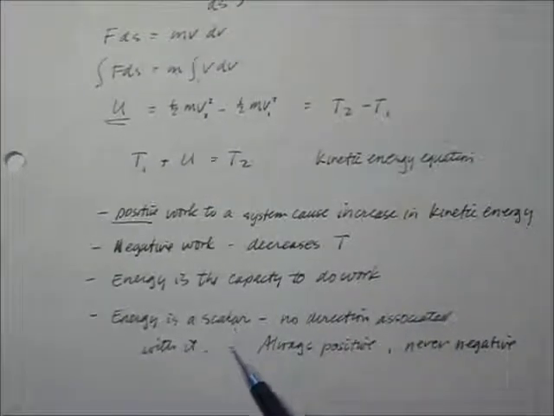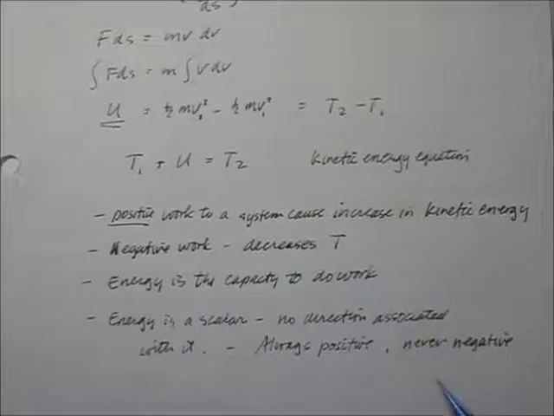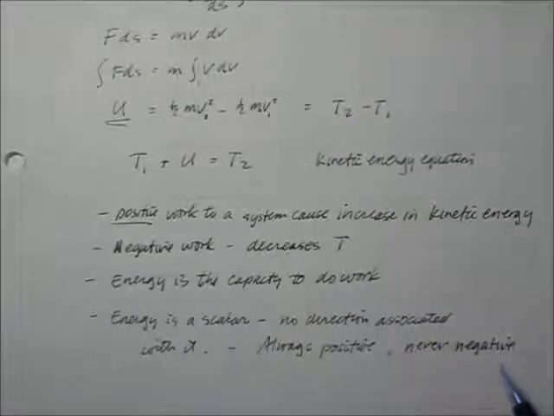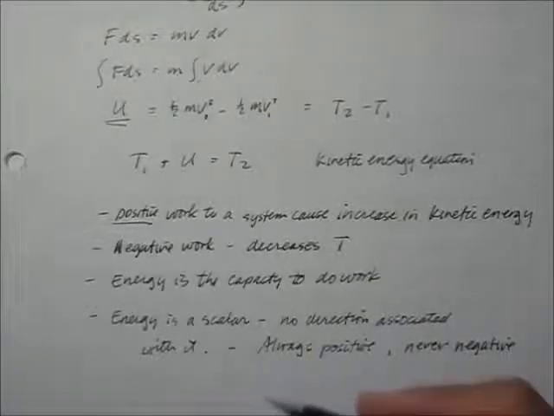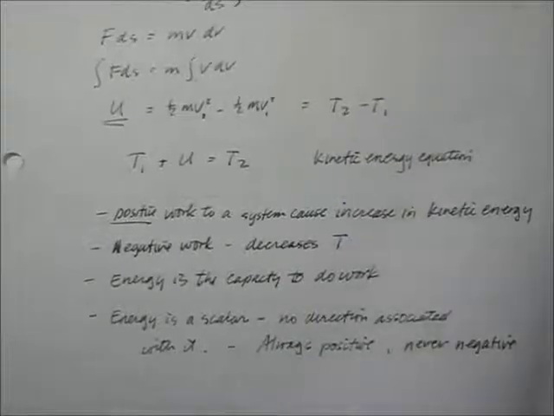Maybe you haven't done this before, but energy is a scalar. That means that there's no direction associated with it. It is always positive, never negative. Now you can have negative work, but you can never have negative energy in our definition. It's a scalar, we have no directions, and so it doesn't matter if it's going up or down or sideways, the kinetic energy will always be a positive number. Or if it's not moving, kinetic energy will be 0.